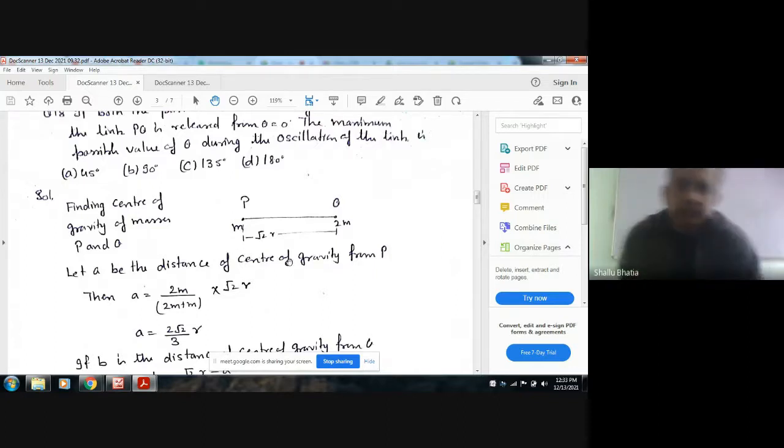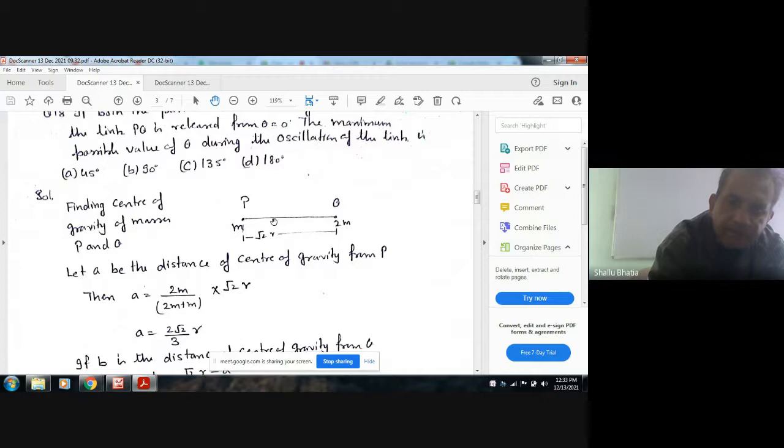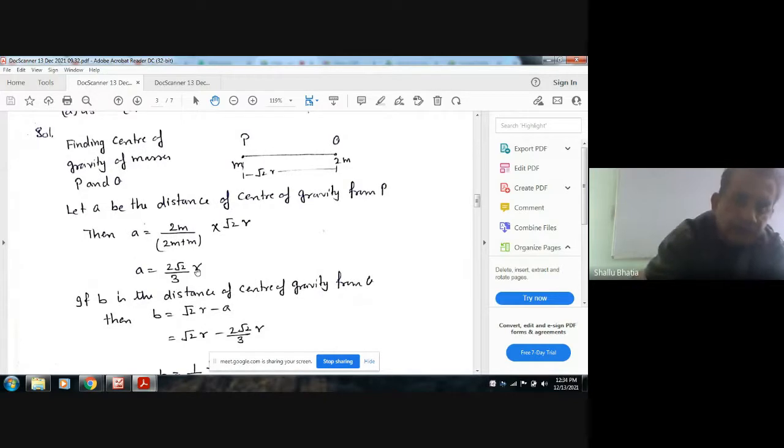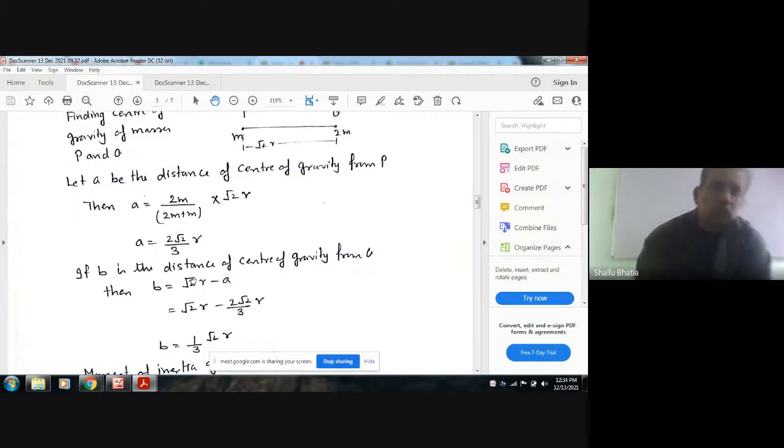The distance of the center of gravity from P. Then the 3m mass will be acting at A. Taking moment about P, 2m into root 2 R is equal to 3m into A. So A will be 2 root 2 by 3 R.